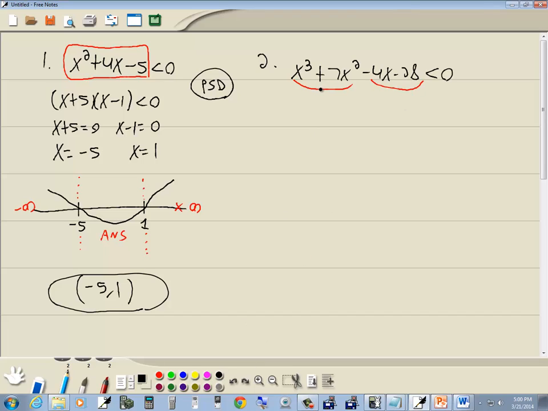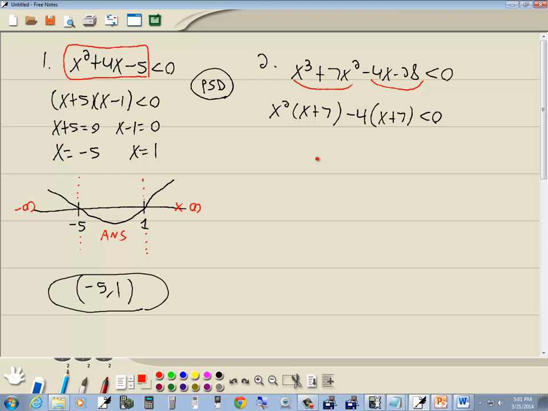Now looking at my first group, the GCF of that is x squared. So I'm going to factor out x squared, and that gives me x plus 7. For my second group, they're both divisible by 4. My first term is negative, so the GCF is -4. And that gives us x plus 7.